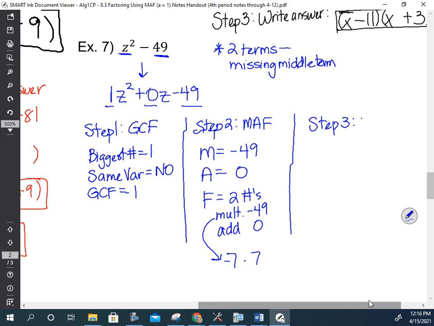So step 3, answer time. Take our problem, divide it into 2 parentheses. The variable goes first, and our numbers go second. V minus 7 and V plus 7.